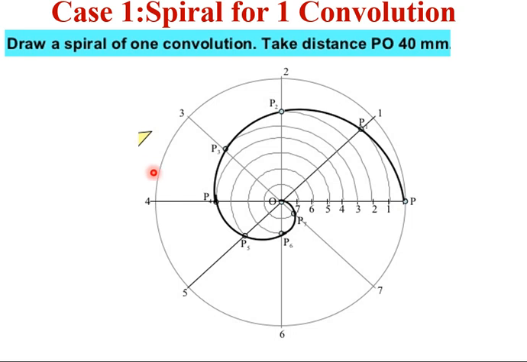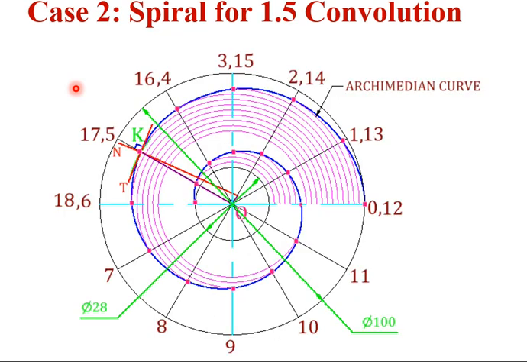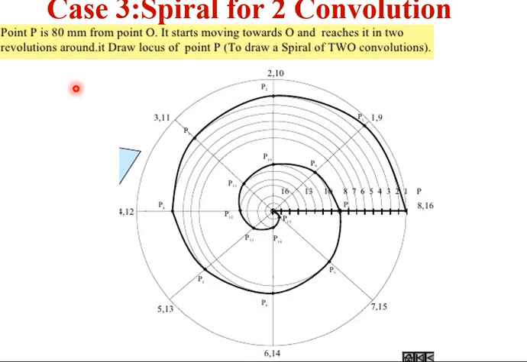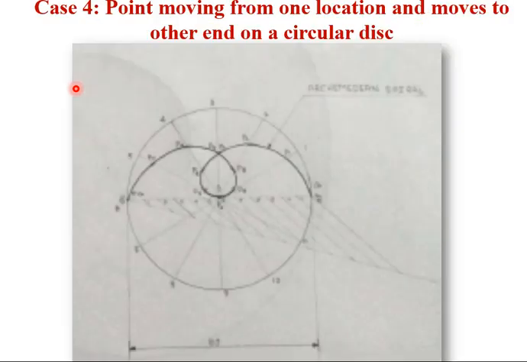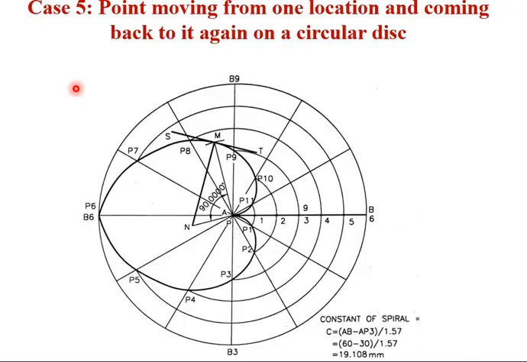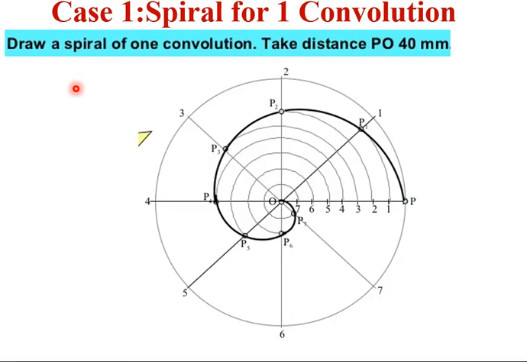So in this spiral or Archimedean spiral, we are having so many cases. This particular slide is showing you case number 1. What is case number 1? It is nothing but the spiral which can be drawn for only one convolution. What is the statement? Very simple. Now I am going to explain all these cases. This is case 1, spiral for one convolution, case 2 spiral for 1.5 convolutions, case 3 spiral for 2 convolutions, case 4, and case 5. We will see one by one in short.